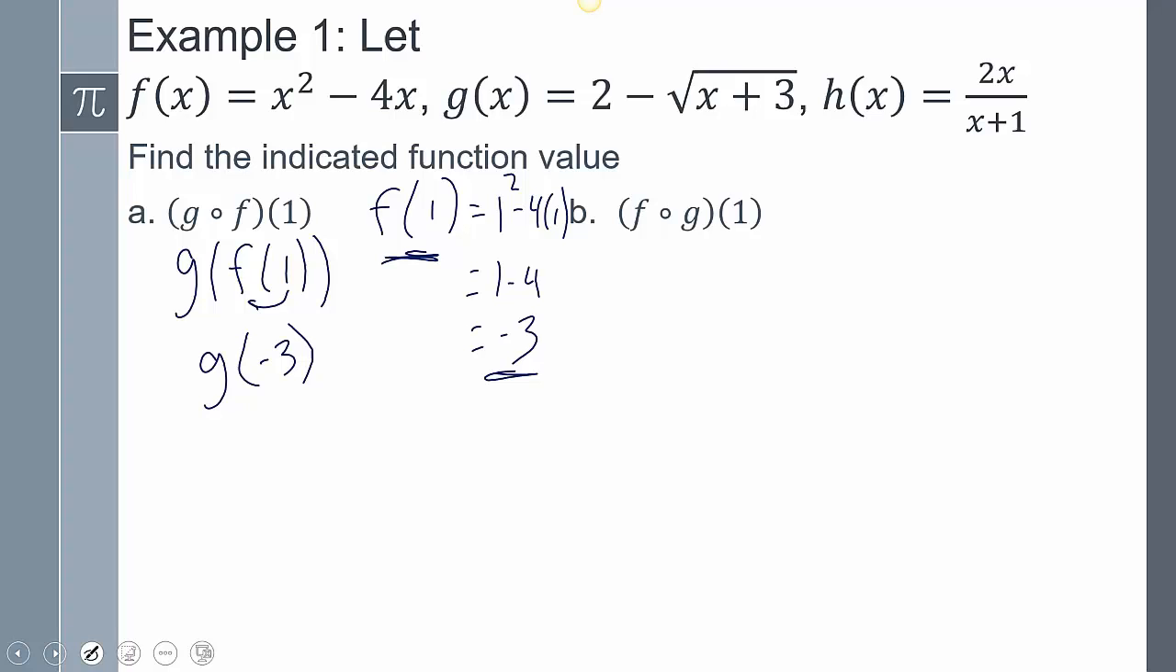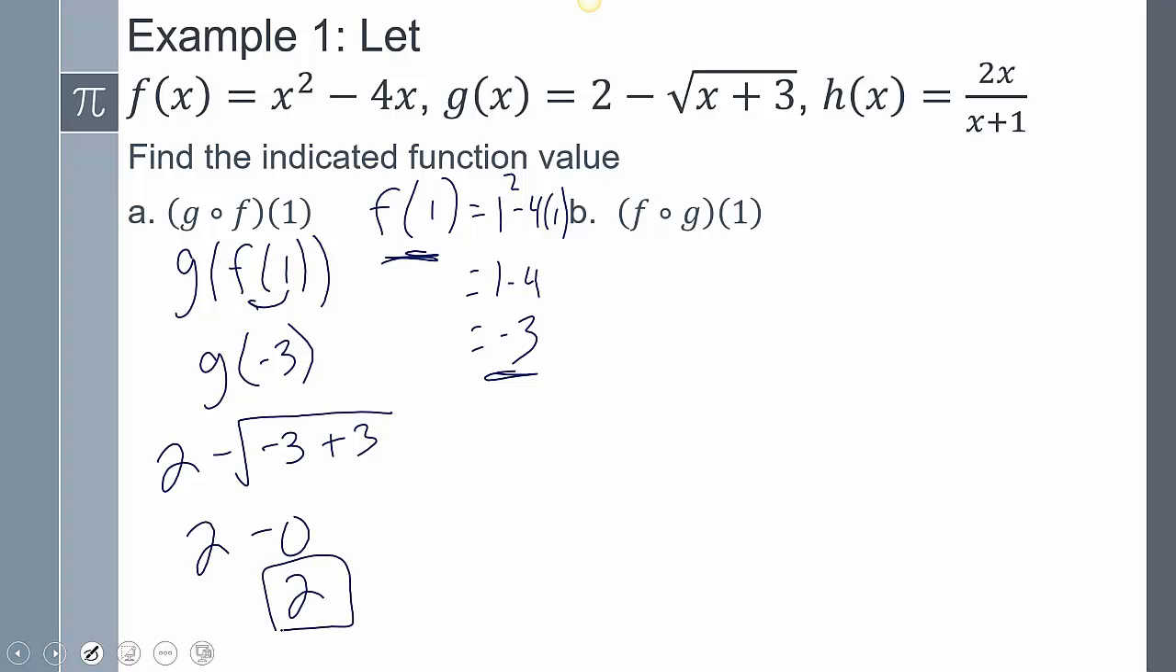And so now my g function, we said, is 2 minus the square root. Now we have to plug in negative 3, so instead of x, I plug in negative 3. And so this would be 2 minus 0, which is 2. So this statement here equals 2.